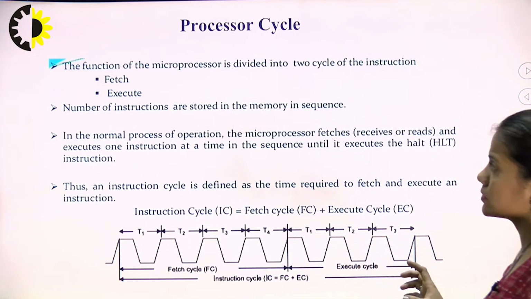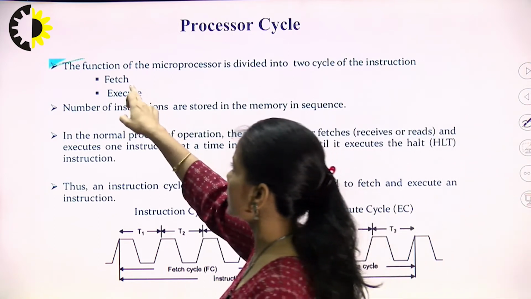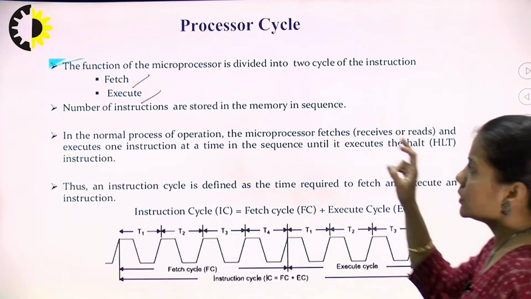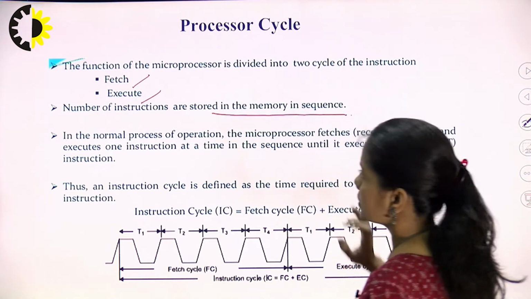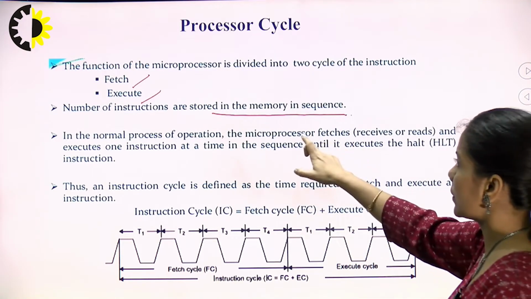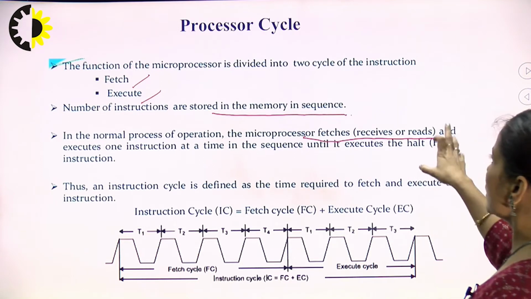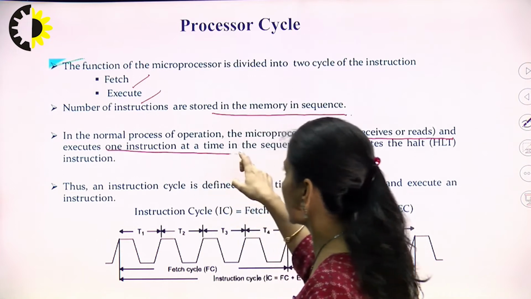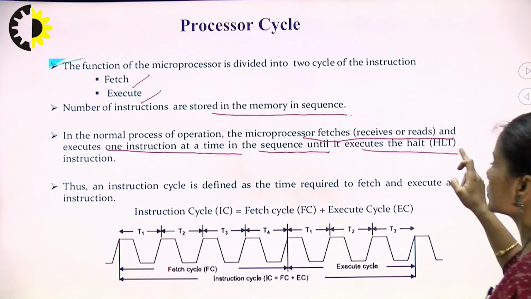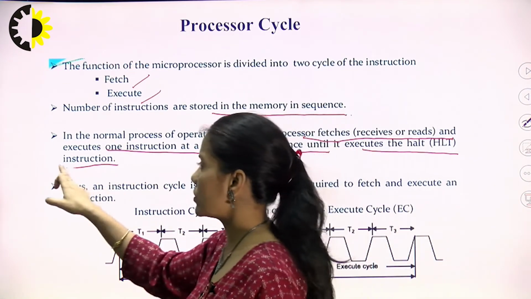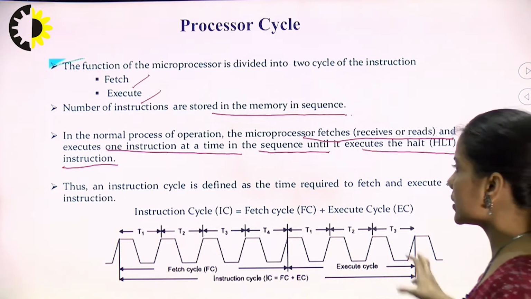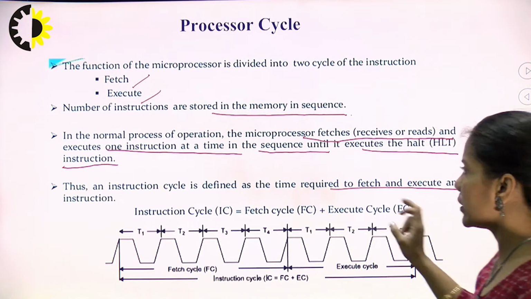The basic functions of every instruction are fetch and execute, that is, opcode fetch and instruction execute. The instructions are stored in the memory in sequence. In the normal process of operation, the microprocessor fetches, or we can say receives or reads, and executes one instruction at a time in the sequence until it executes the halt instruction. So, this is a normal execution of instructions. Thus, an instruction cycle is defined as the time required to fetch and execute an instruction.